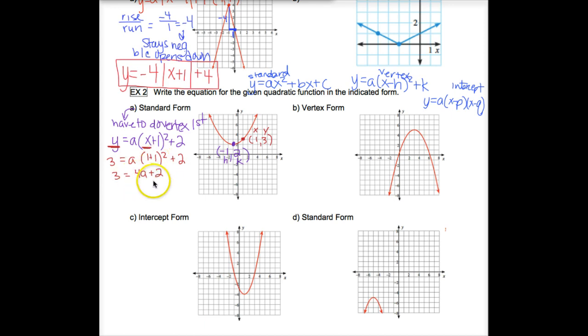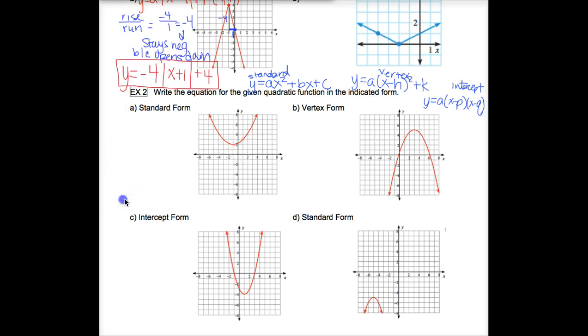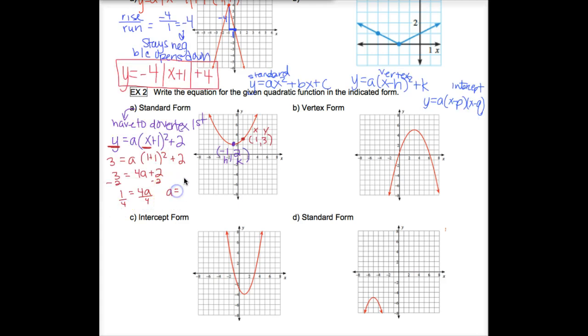So now I'm just solving for a. Subtract the 2, divide by 4, a is 1/4. So now just put that back in to your equation and simplify. So y equals 1/4 times (x plus 1) squared plus 2. Now, if this said vertex form, I would be done. But it says standard form, which means I actually need to multiply all of this out.